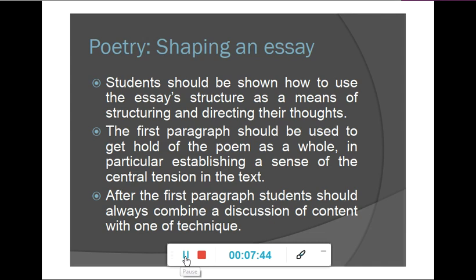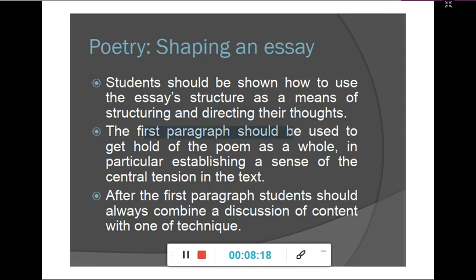Then it's time to know how to write this essay, the shaping of a practical criticism essay. And of course this is the question we always ask every time: how do I write it, how do I arrange my ideas? Let's pay attention now. Number one, students should be shown how to use the essay's structure as a means of structuring and directing their thoughts. So, use the essay structure. What does essay structure mean? It means there is an introduction, a body, and a conclusion.